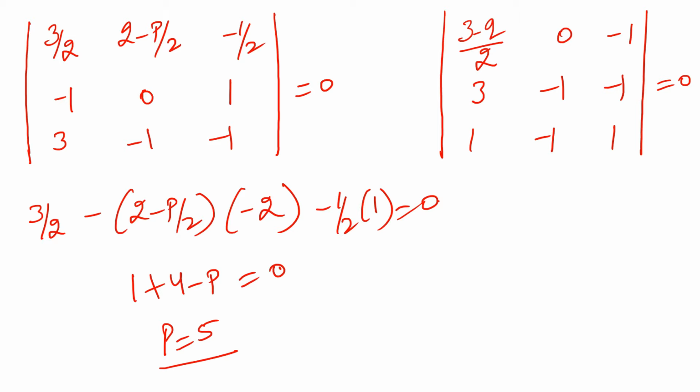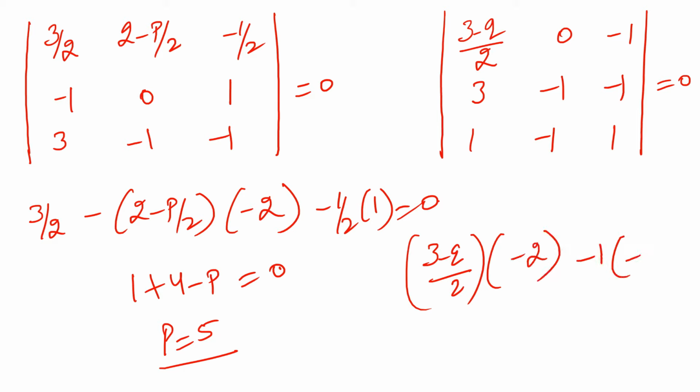Now students, if we solve this determinant along the first row, we'll be getting (3 - Q)/2 into minus 2, then minus 1 into minus 2 equal to 0. So from here we'll be getting Q minus 3 plus 2 equal to 0, or Q is just equal to 1, right? Now we have solved for both of these values, P equal to 5 and Q equal to 1. The only thing left is to find the value of delta.